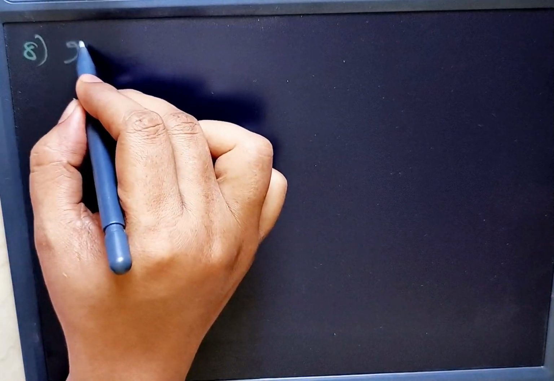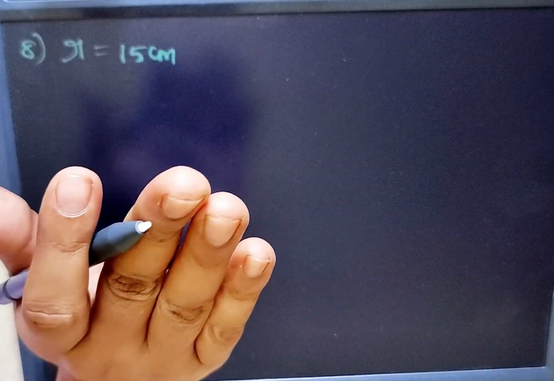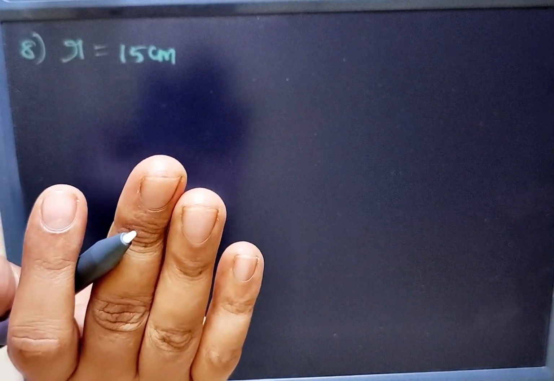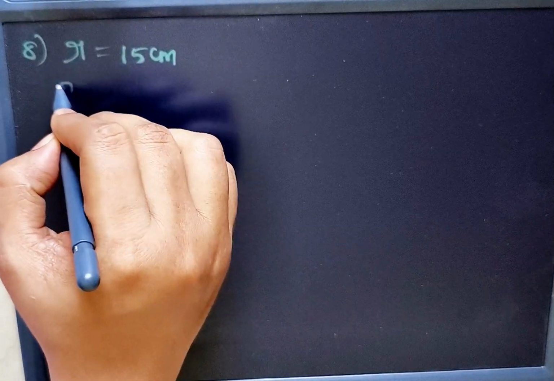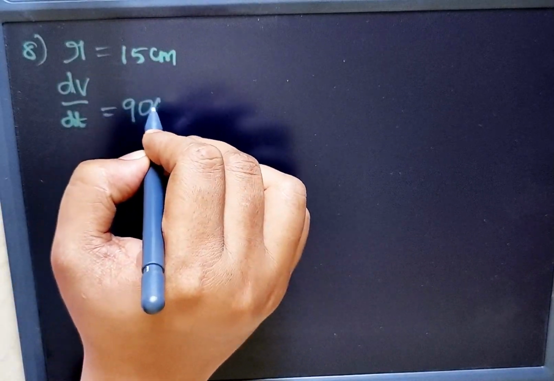Question number 8. A balloon which always remains spherical on inflation is being inflated by pumping in 900 cubic centimeters of gas per second. Find the rate at which the radius of the balloon increases when the radius is 15 centimeter. So radius is given as 15 centimeter, and the balloon is being inflated by pumping 900 cubic centimeters. So that is dV by dt value is 900.